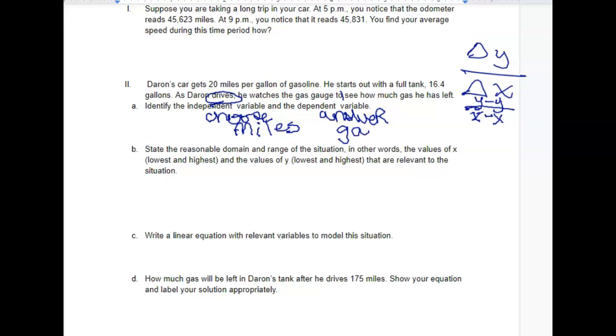So in this case, you're talking about gallons per mile, not miles per gallon. Gallons per, meaning divide, miles. So as you're writing your equation and answering the rest of these questions, that's what you want to make sure you're thinking about. It's a little bit tricky, so make sure you're paying attention to that.